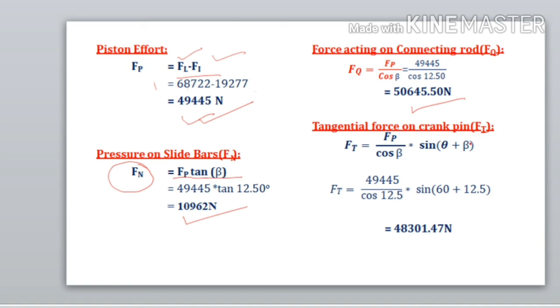Tangential force on the crank pin, we have the formula Fp upon cos beta multiplied by sin theta plus beta. So after putting the value of Fp, Fp is this, cos beta cos 12.5, sin theta plus beta sin 60 degree plus 12.5 degree here. So finally we will get the value Ft equal to 14,301.47 Newton.